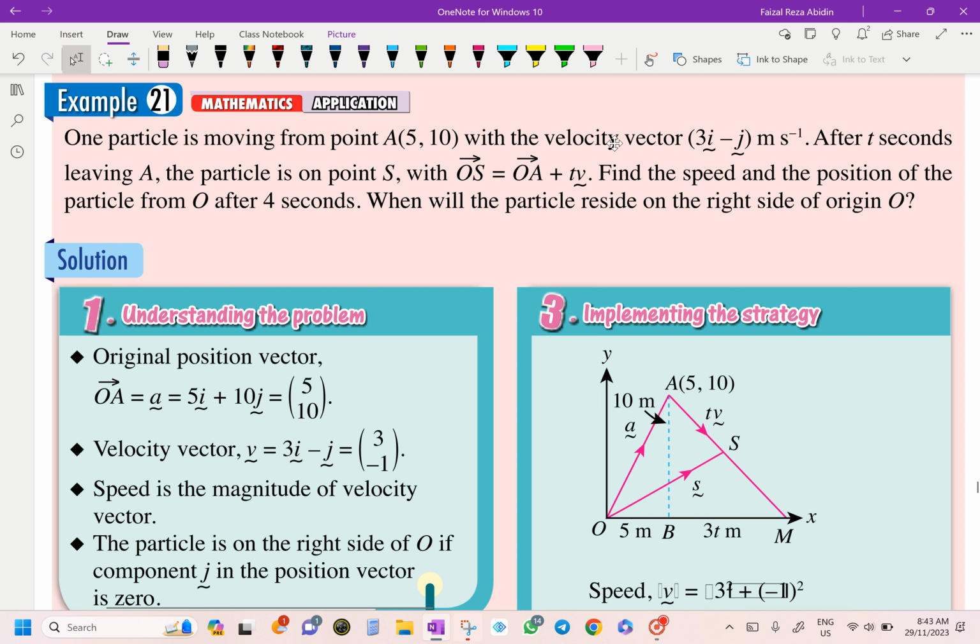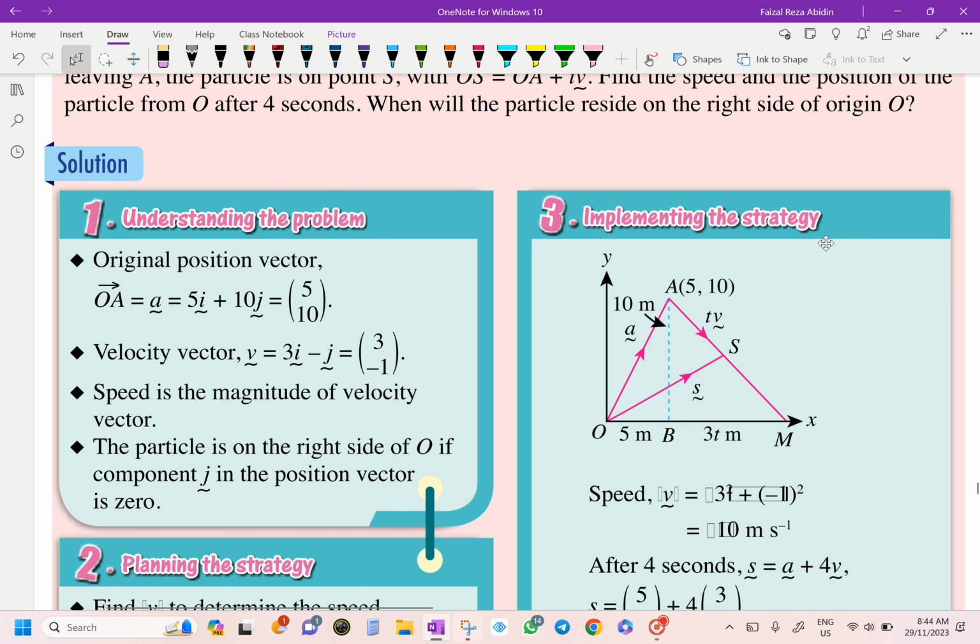Time? It is given over here, the velocity is going to be 3i minus j, right? So, the position of the particle O after 4 seconds means that we have our t already there. Okay, so it's given there. So, planning the strategy, we have OA, that's going to be our point A. And then we have velocity over here 3, -1.